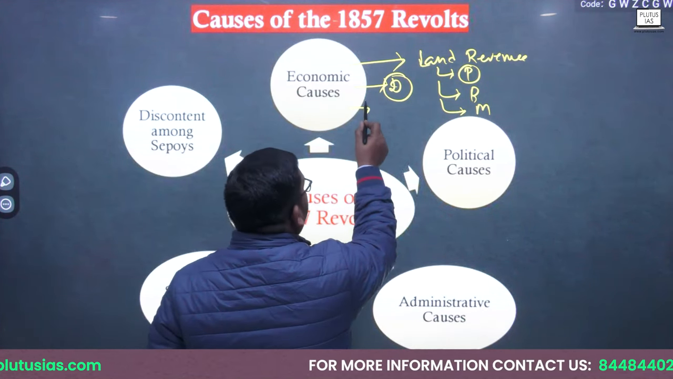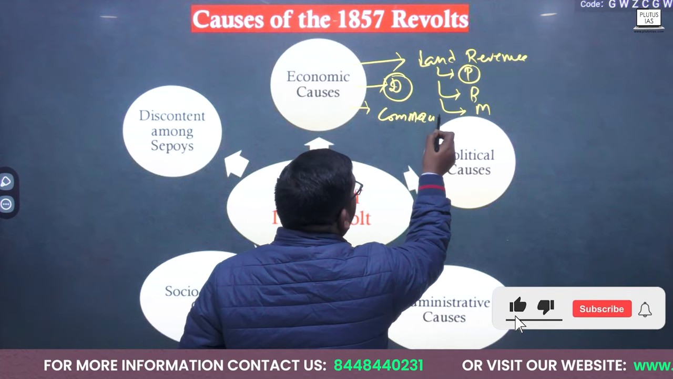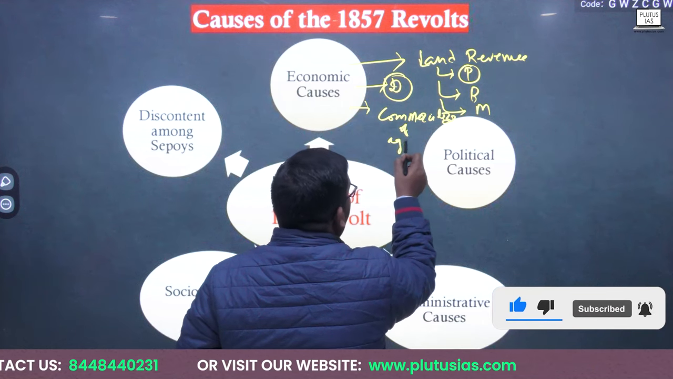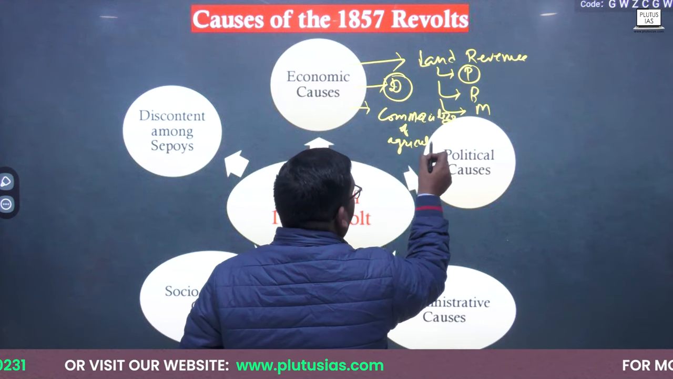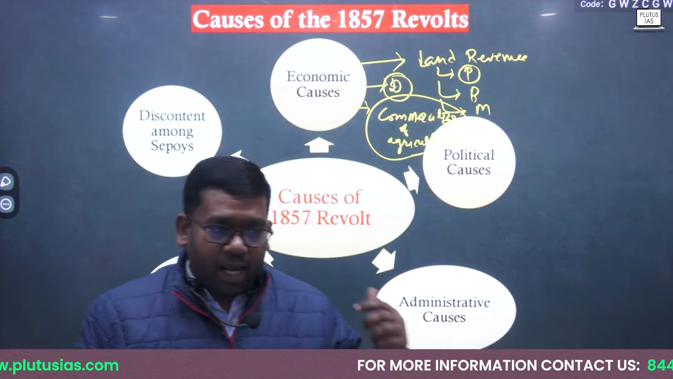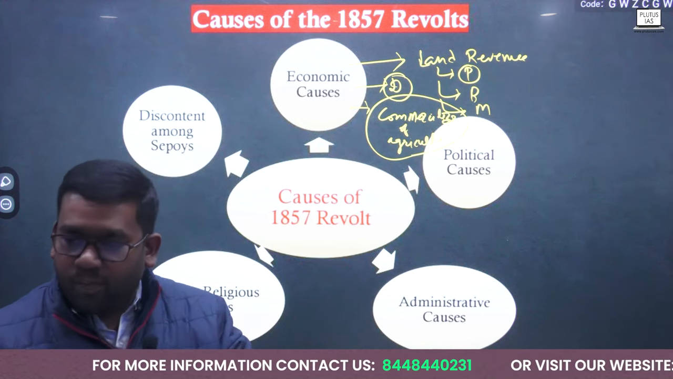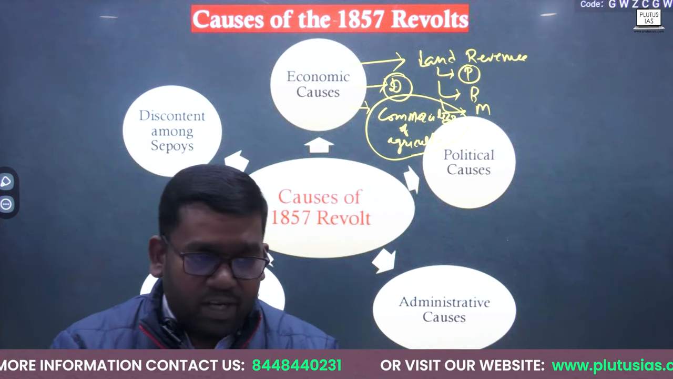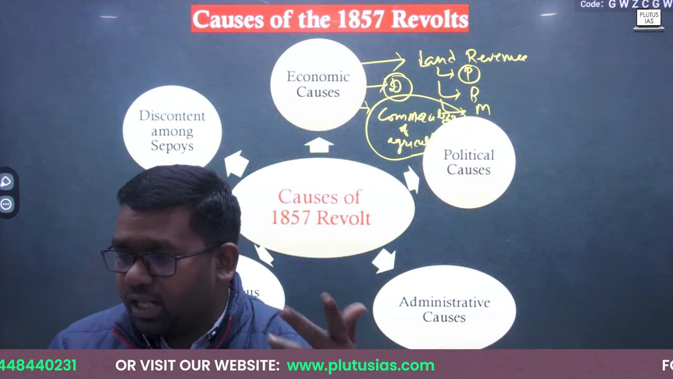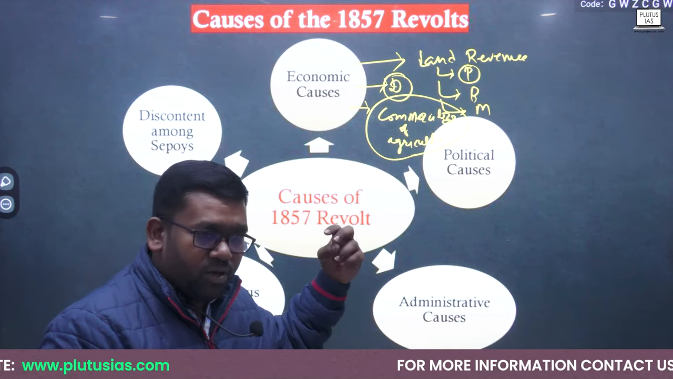Then there was the commercialization of agriculture. They basically focused on cash crops, so the people were not happy with this. Then Marathas and other armies were defeated, so the soldiers had to go back to their fields, to their agricultural areas. These people were facing the same problem that we saw yesterday also.